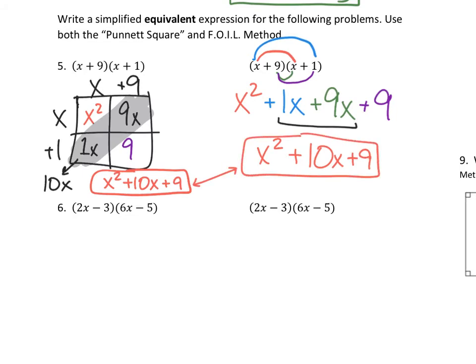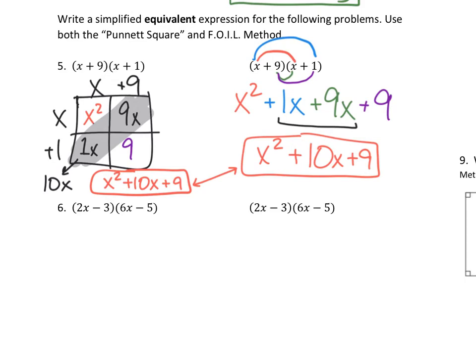You are allowed to have an opinion soon. For the first few, I do need you to do it both ways, because sometimes you form your opinion too early and then you actually want to change your mind. So I want you to do number 6 with both the Punnett square first and then FOIL. Yes, you have to do both.